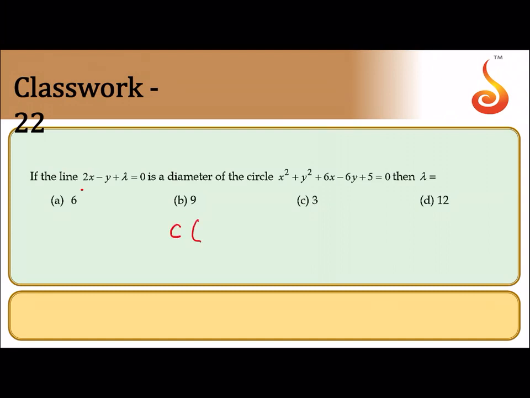Question 22. If this line is a diameter of the circle, then the center will lie on the diameter. Center coordinates are (minus 3, minus 3). So 2 into minus 3 plus lambda is equal to 0. You get lambda is equal to 9. Option B is correct. So the center always lies on the diameter. That's the concept.